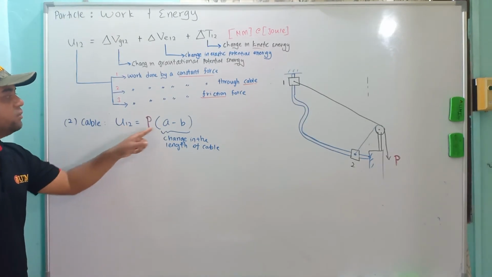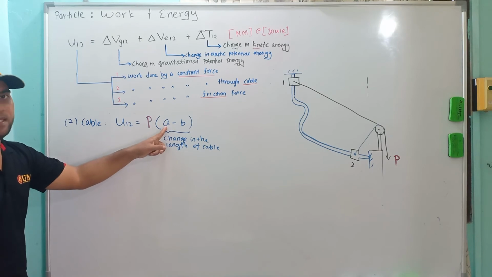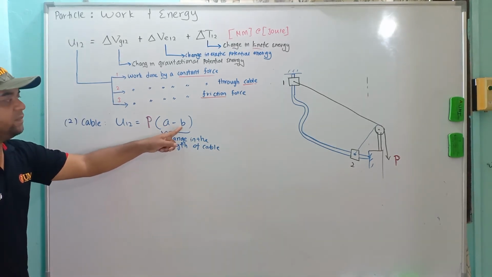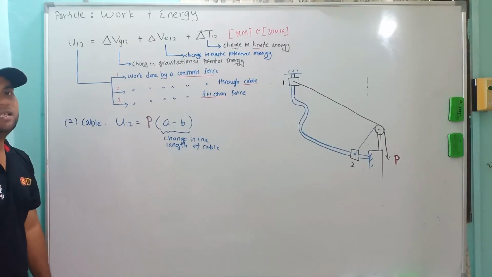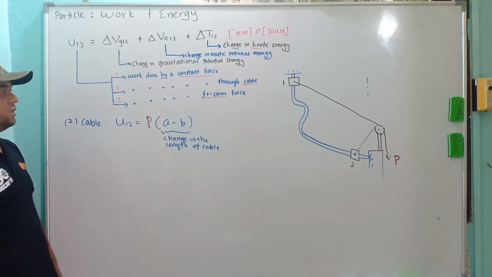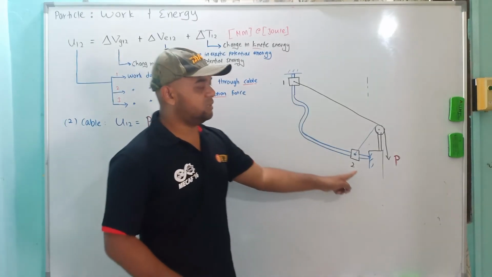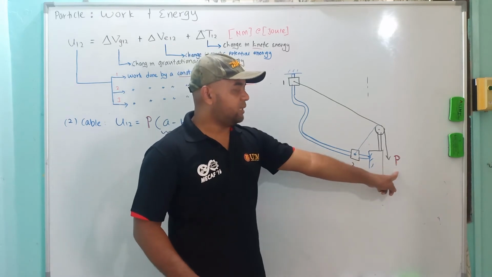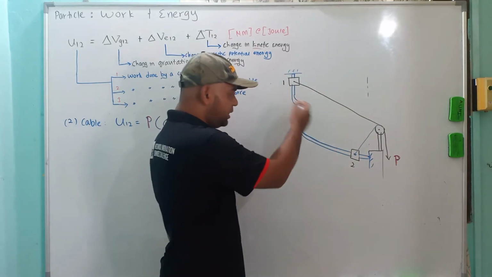So U12 equals P times (A minus B). A is the length of the cable at position 1. B is the length of the cable at position 2. So A minus B is actually the change in the length of the cable. For example, if we have this case, this is position 1, this is position 2, pulling by constant force P through this cable, it doesn't matter the movement.